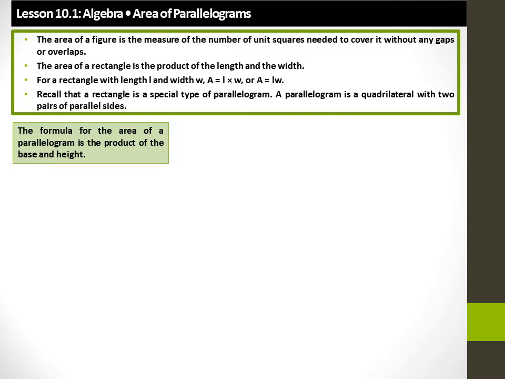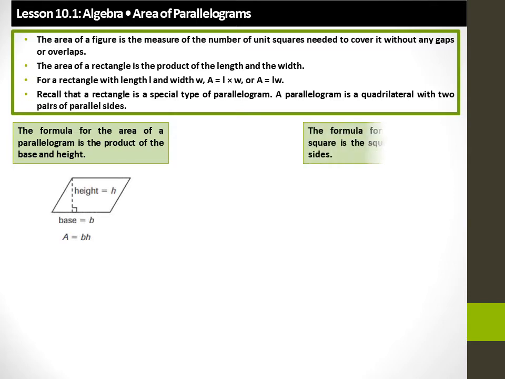Recall that a rectangle is a special type of parallelogram. A parallelogram is a quadrilateral with two pairs of parallel sides. The formula for the area of a parallelogram is the product of the base and height. So A equals B times H. The formula for the area of a square is the square of one of its sides. So area is equal to side squared.